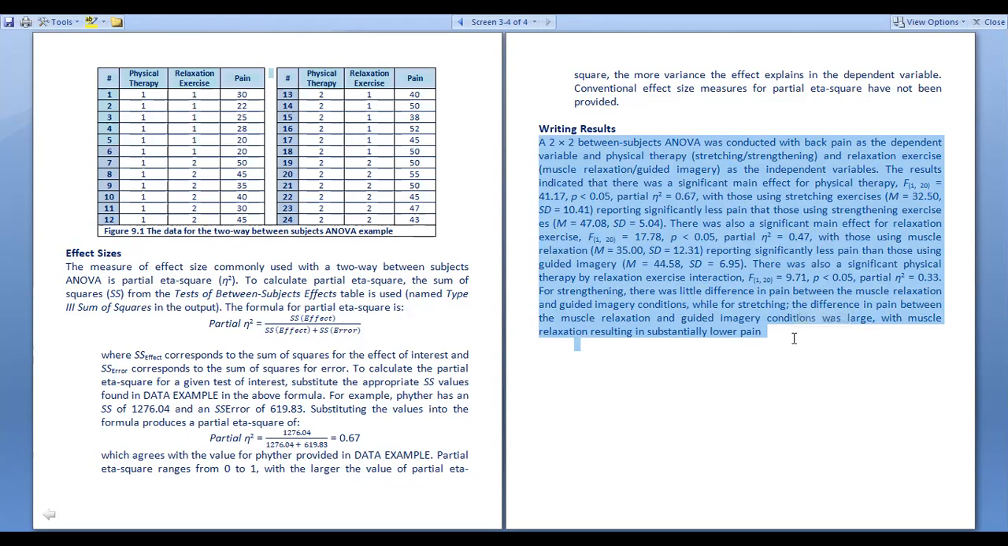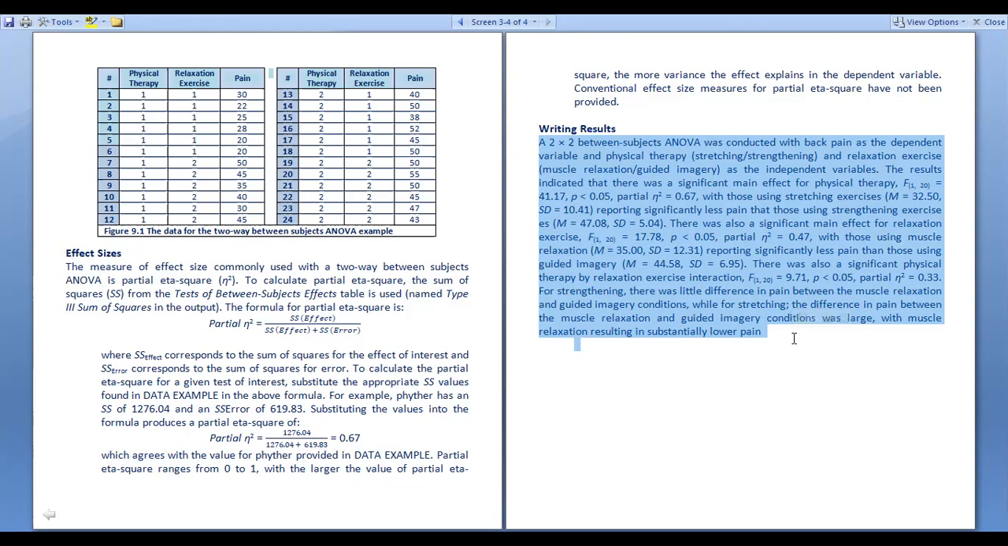Those using stretching exercises, mean is equal to 32.5, standard deviation is 10.41, reported significantly less pain than those using strengthening exercise, with mean equal to 47.08 and standard deviation of 5.04. There was also a significant main effect for relaxation exercise, F 1 and 20. Again, 1 is because we have got only two types of relaxation exercises, muscle relaxation and guided imagery, so 2 minus 1 is 1. And then degree of freedom 2 is 24 minus the 4 categories we have got.